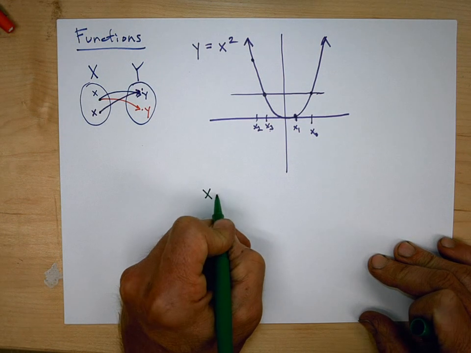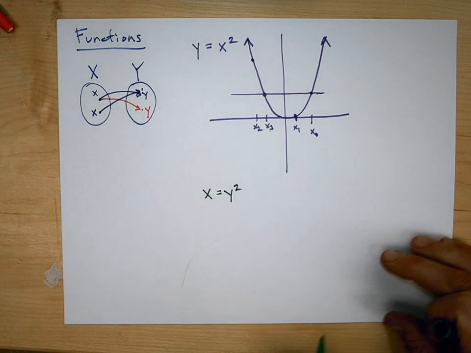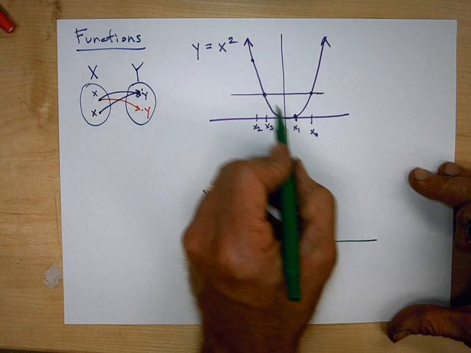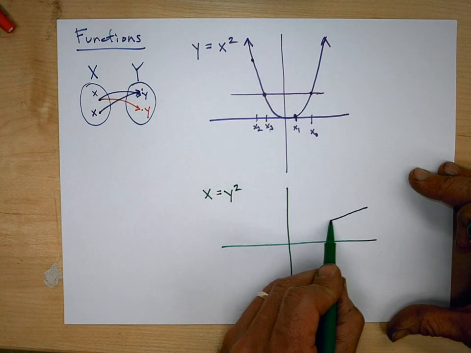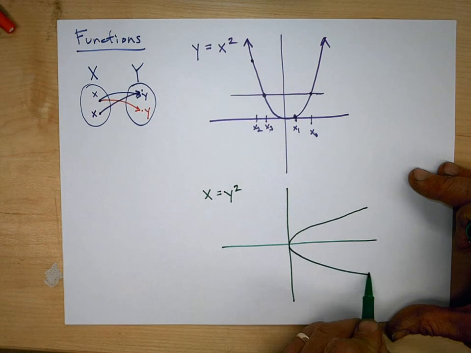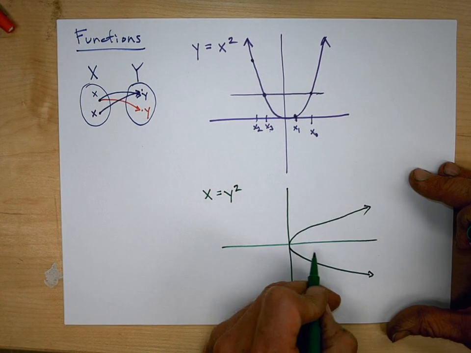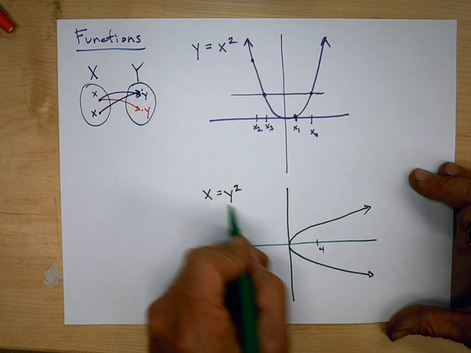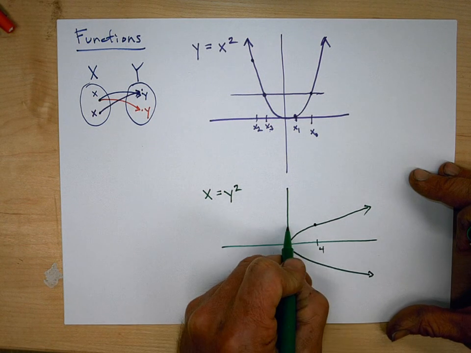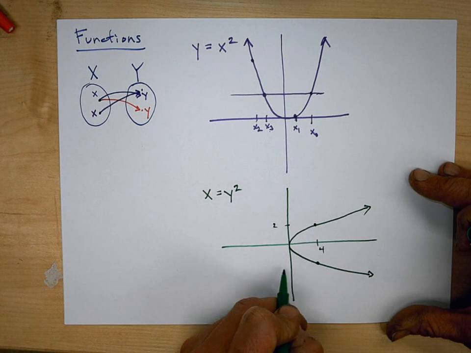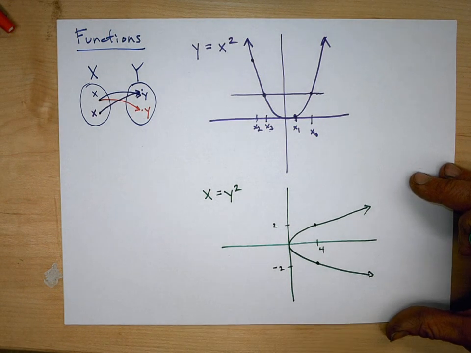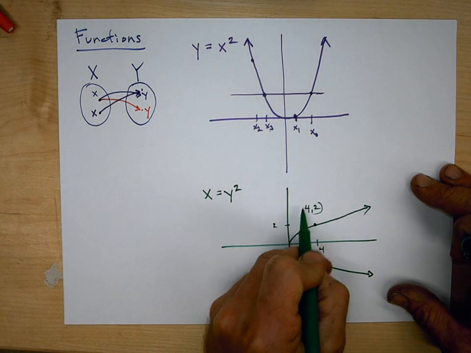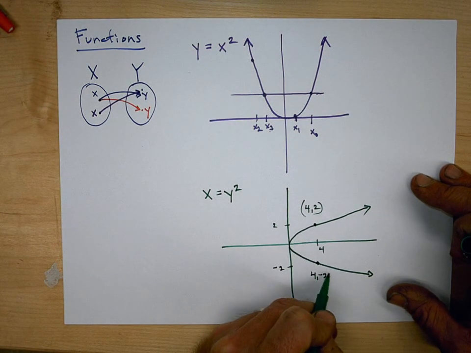An example of something that's not a function is x equals y squared. So that takes this and kind of turns it on its side, right? So like this. All right. So for example, if we're out here at 4, the x value of 4 would be associated both with the y value of 2, but also with the y value of negative 2. So that makes it not a function, because both the point 4, 2 and 4, negative 2, right?